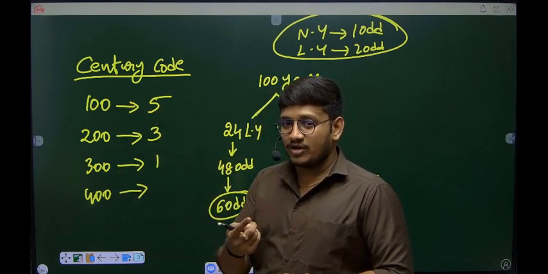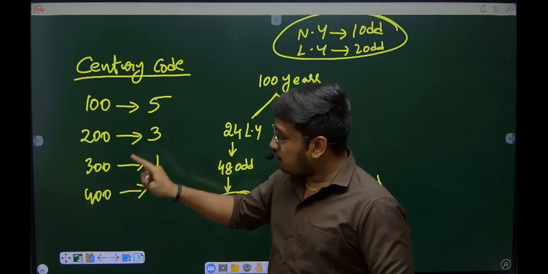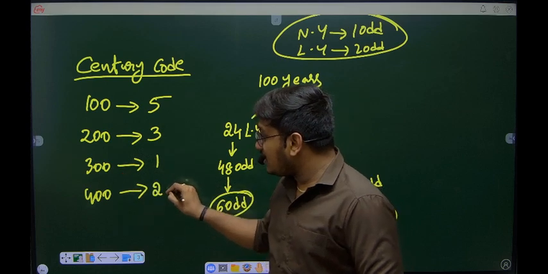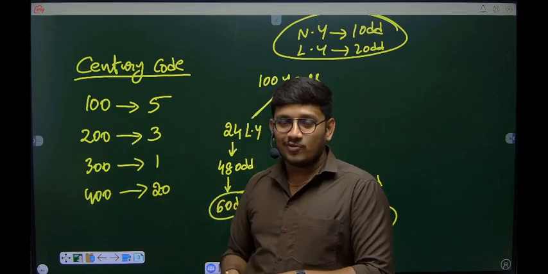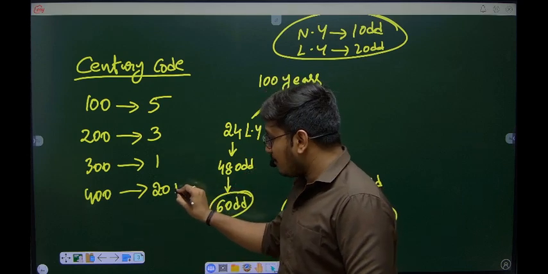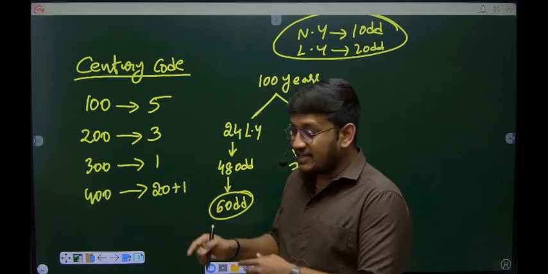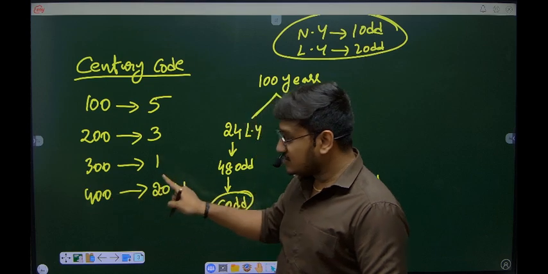15 means 1 odd day, because 2 weeks we can form completely. Now 100 means 5, 400 means 20 odd days, but the 400th year is a leap year, right? The 400th year also we should consider. That's the reason plus 1. Okay, why is it plus 1? For 100 it is 5 odd days, 400 it is 20 odd days.